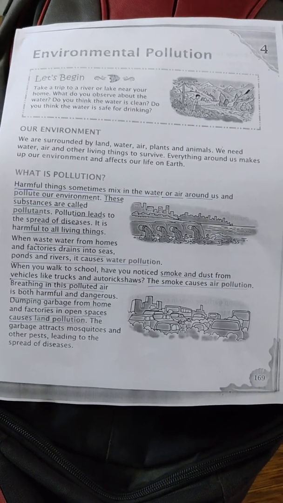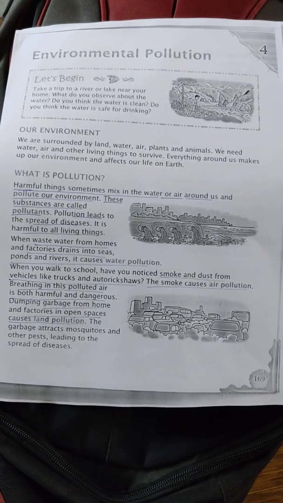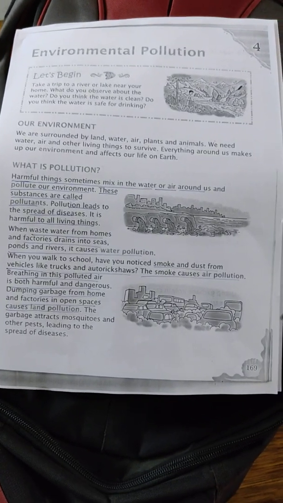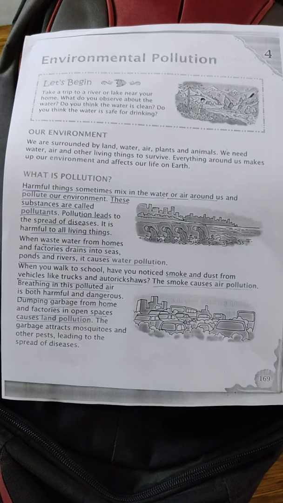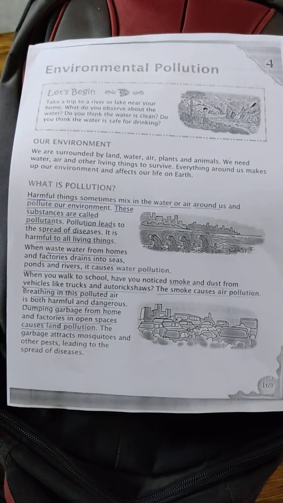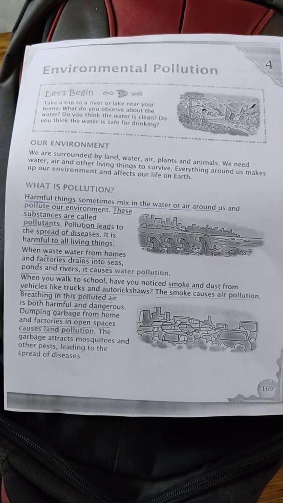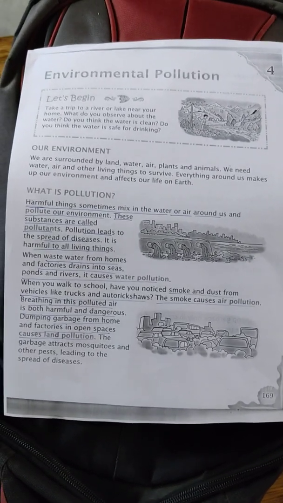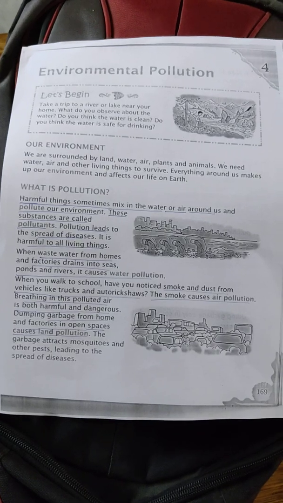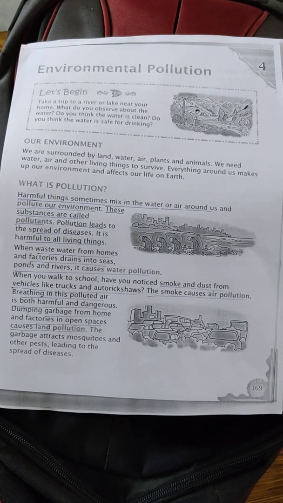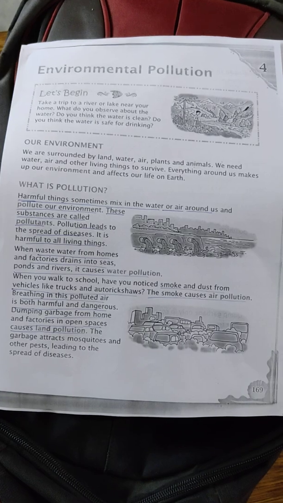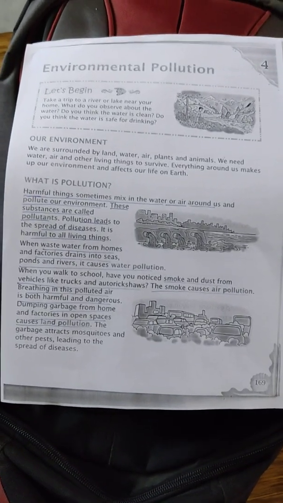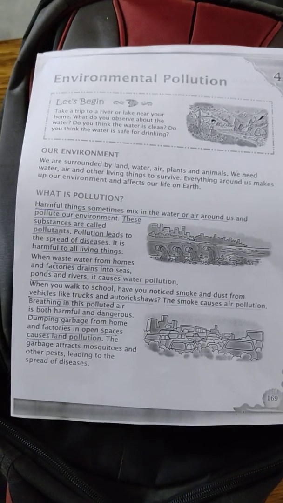We are surrounded by land, water, air, plants, and animals. Yes, we know that we are surrounded by land, water and air and plants and so many other living and non-living things. We need water, air and other living things to survive. Everything around us makes up our environment and affects our life on the earth.